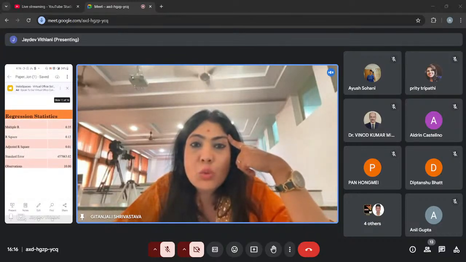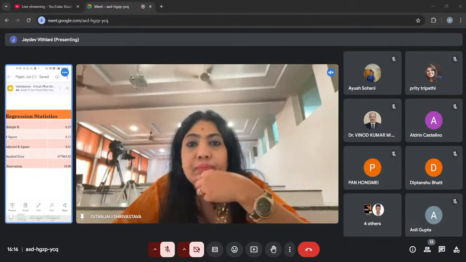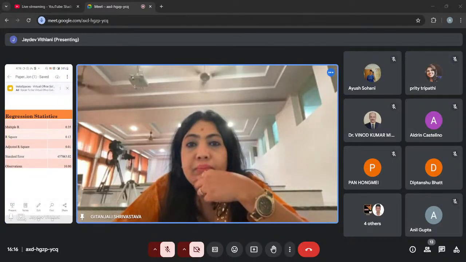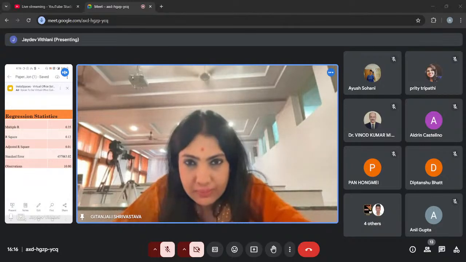What is R square and adjusted R square? What is the inference? Are you able to explain the empirical analysis?